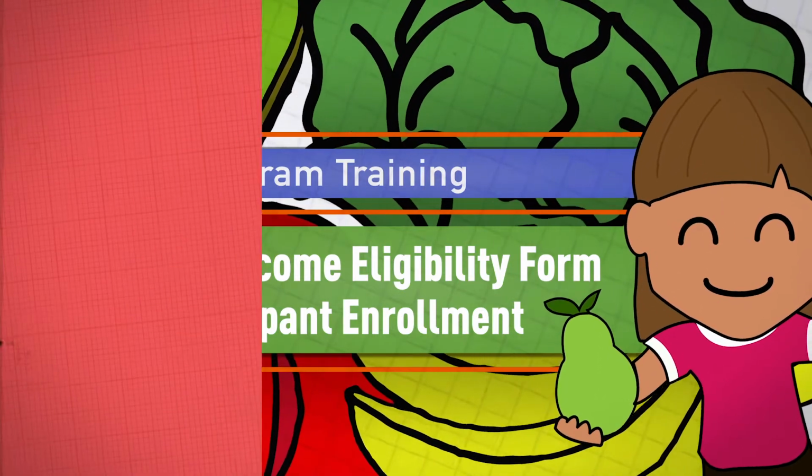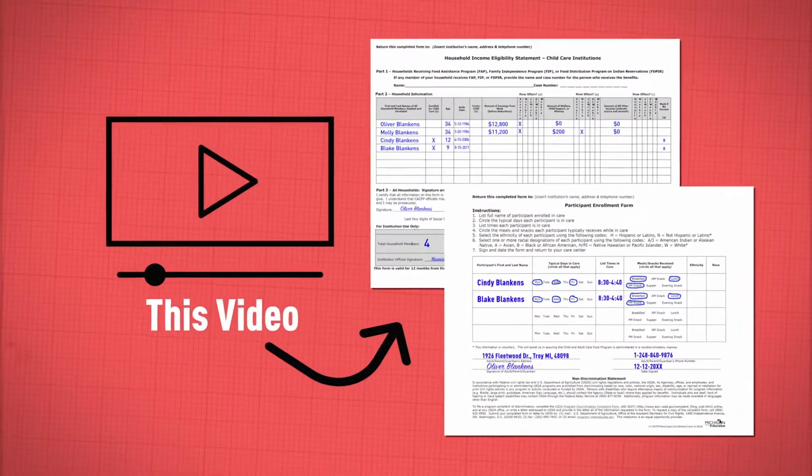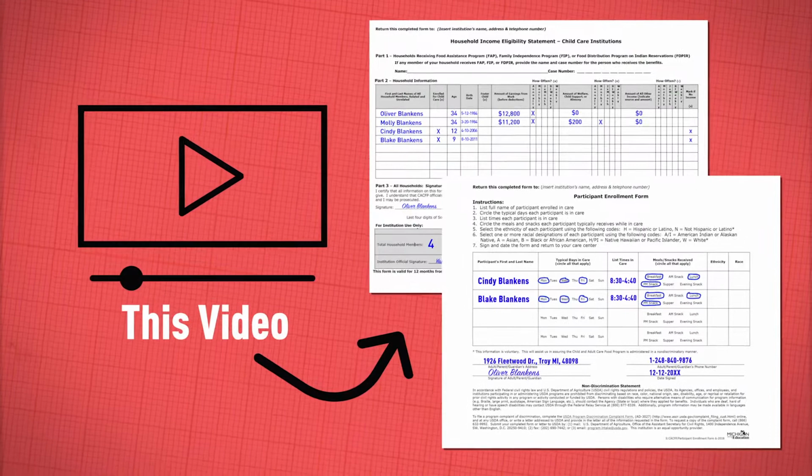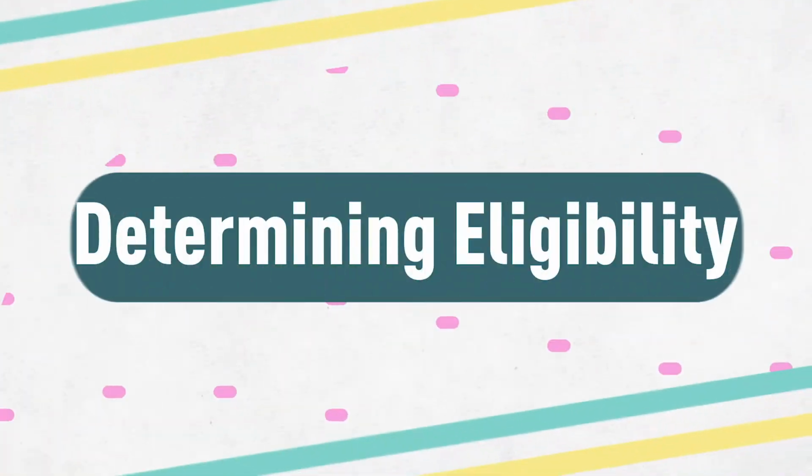In this video, we will be reviewing the Household Income Eligibility Statement, HIES, and the Participant Enrollment Form. Both forms are required to be completed each year. Let's start with determining eligibility.